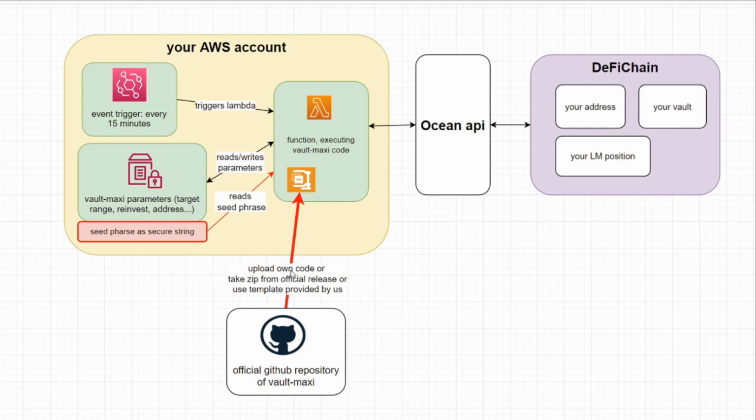You can review the code and build it, compile it, and then upload it to the Lambda function. Best case, you do that yourself with your own code from your own environment. If you don't want that, but you trust us as a zip, you can take the pre-compiled zip from the official release. We always add a pre-compiled zip from the current state of this release into the release notes, into the release of the Vault-Maxi version 2. You can take that and upload that. Or if you use the template, within the template, the zip is already integrated. What's really important is that you don't upload any other code in here.